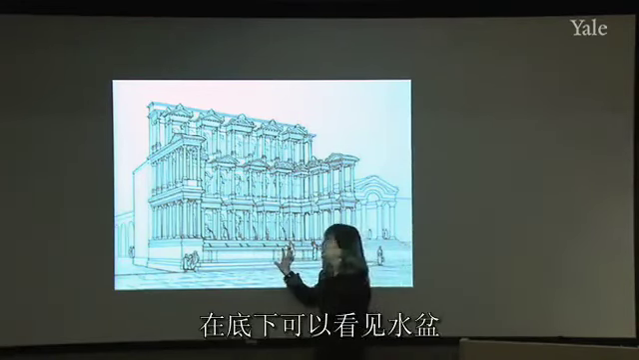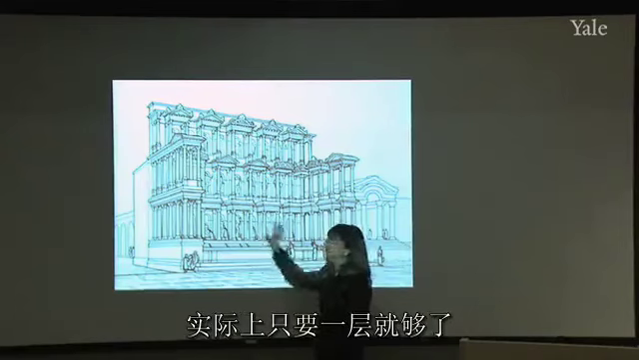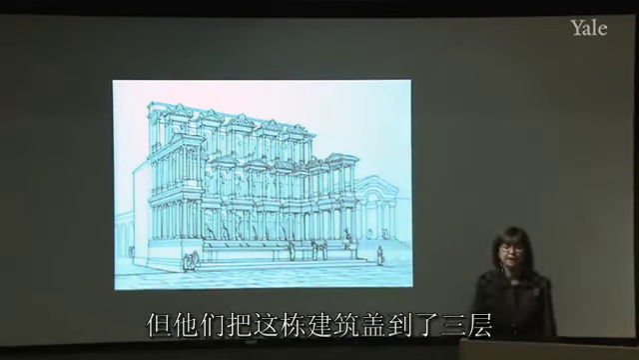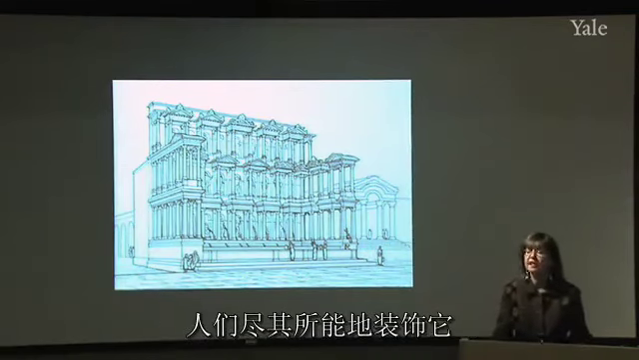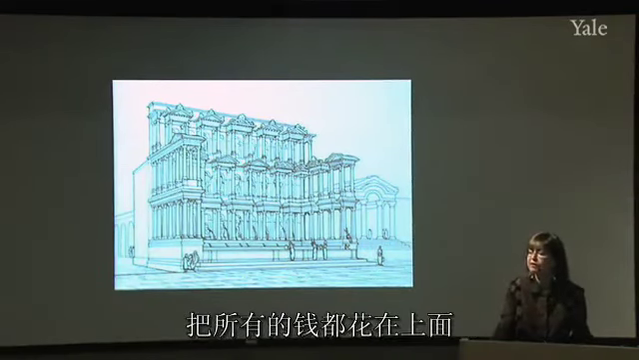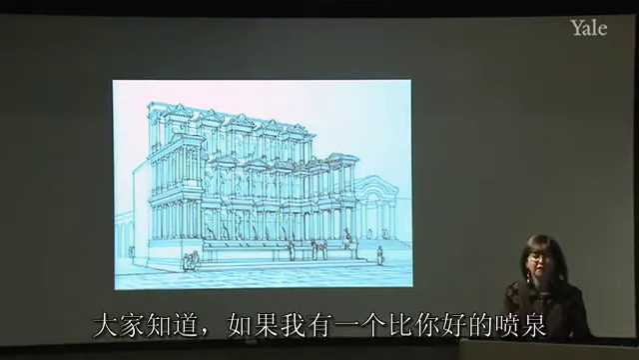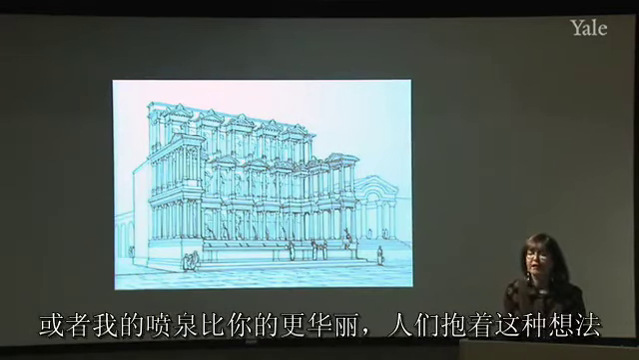You've got the basin down below. You could do this with a single story, certainly. But they built up 3 stories in this particular place. They've been as ostentatious as they possibly can. They've spent as much money as they possibly can, because I think it was a form of one-upsmanship from one city to the next. You know, I have a better fountain than you've got, or I've got a more ornate fountain than you've got, was the whole idea.